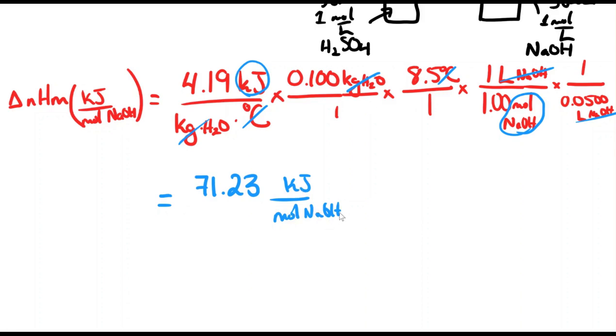of sodium hydroxide. There's a couple things wrong with this, though. Can you figure out what's wrong with this? One thing might be pretty obvious: significant digits. We need 2 digits. So this is really going to be 71 kilojoules per mole of sodium hydroxide, no problem.